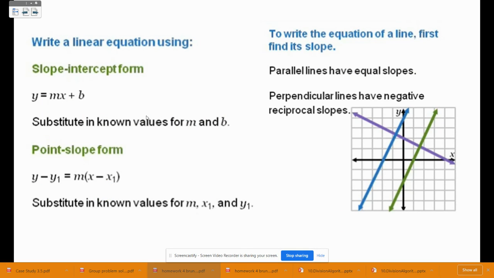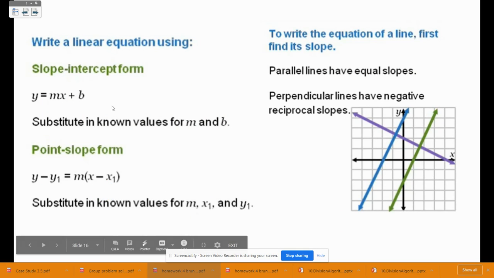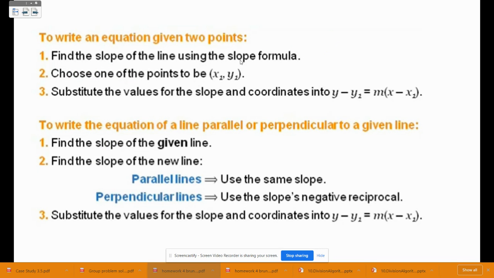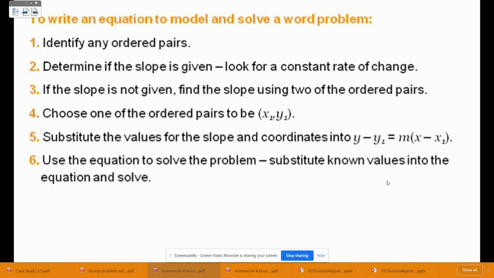Okay, here's a summary of everything we talked about today. Slope-intercept form, point-slope, writing equations of lines, some steps. If you want to put some steps in your notes, you can do that as well. And how do you go about the word problem? Okay, that's it. Please let me know if you have questions.